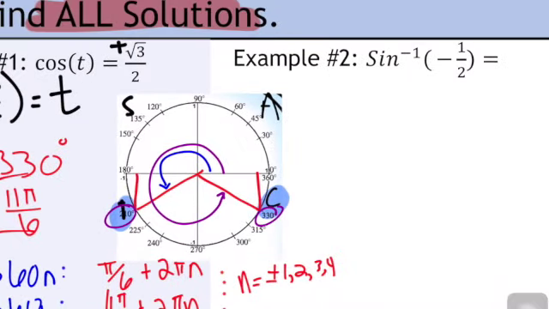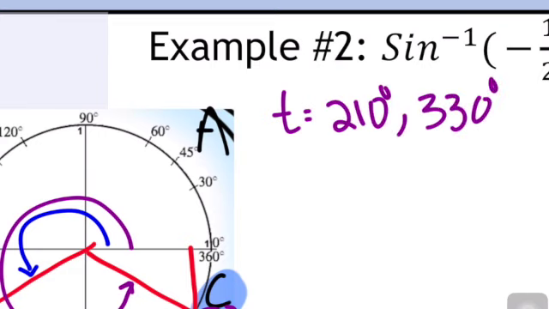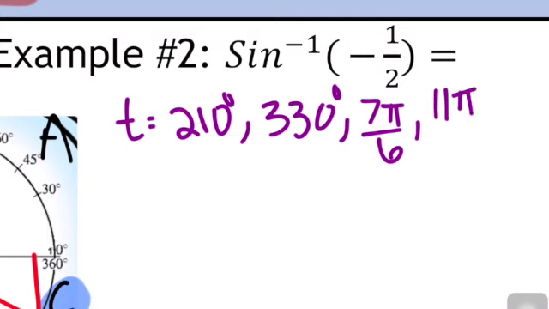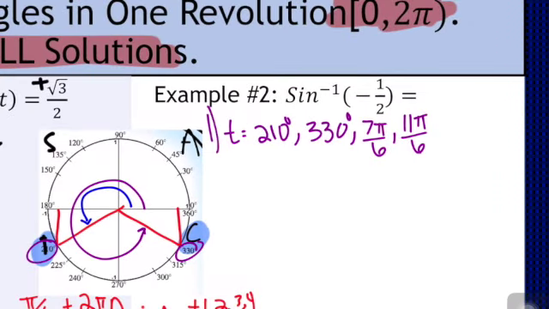So I've got my answer here, let's write it right here. My answer is going to be 210 degrees and 330 degrees are going to give you a value of negative 1/2. But in radians, so 210, that's a little bit more than pi, so that's 7 pi over 6. 330, that's a little bit less than 2 pi, so 11 pi over 6. So that's the first part, right? Those are all the angles between 0 and 2 pi.